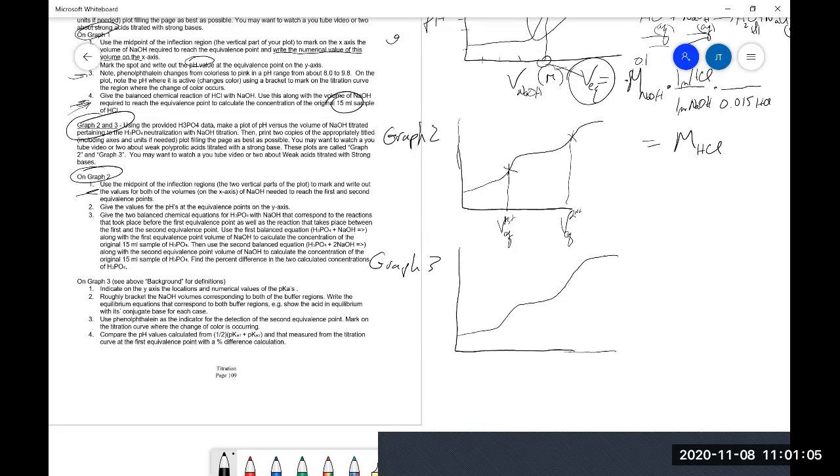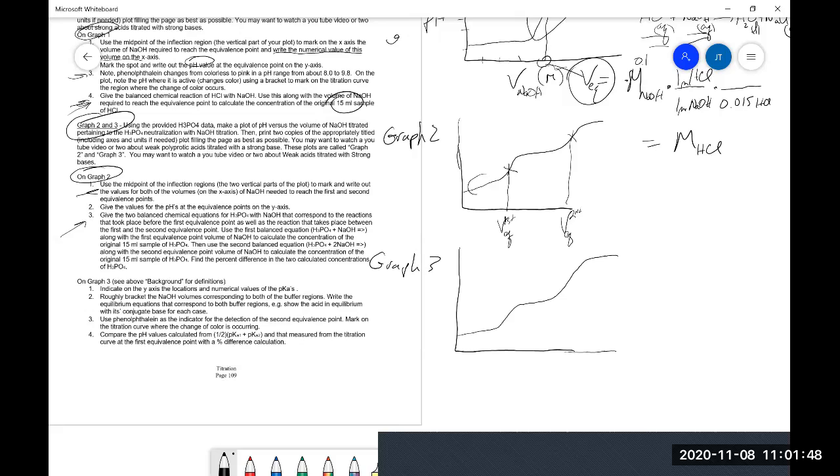Then it says, give the 2 balanced chemical equations for H3PO4 and NaOH that correspond to the reactions that took place before the first equivalence point, as well as the reaction that takes place between the first and the second. Use those balanced equations along with the values of the volume of NaOH to calculate the concentration of the 15 milliliter sample of H3PO4 that was titrated. So it's kind of the same as before, but we have to be careful of those reactions. So I want to go over that with you.